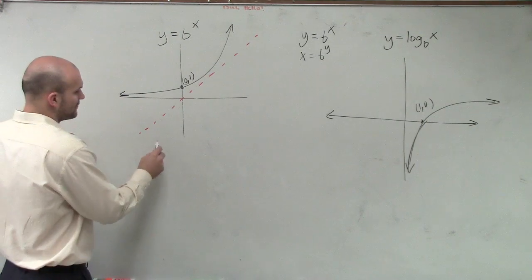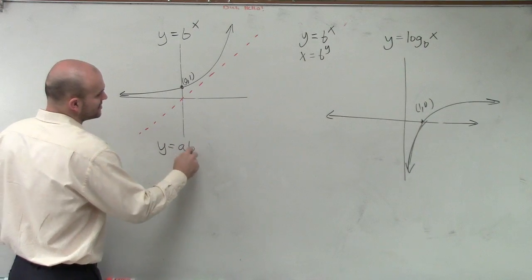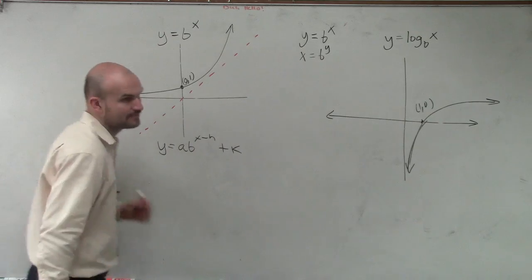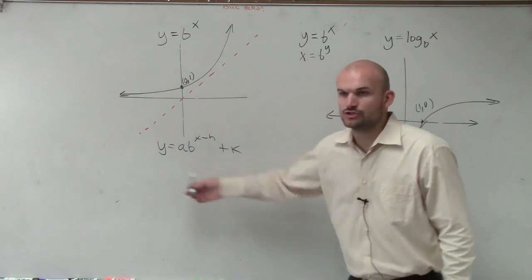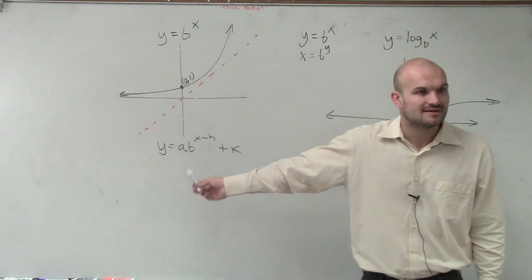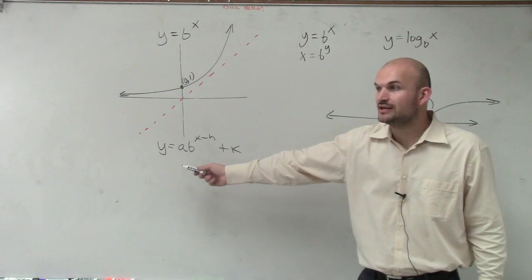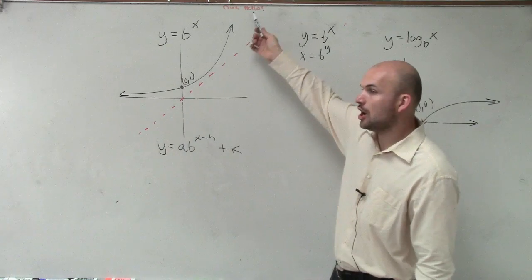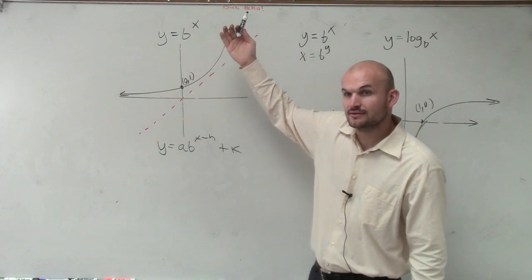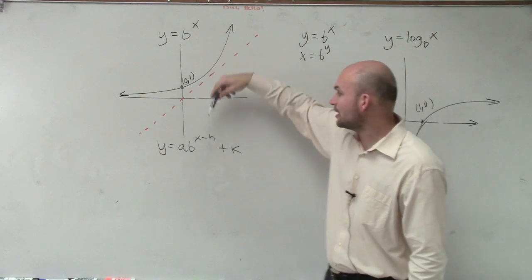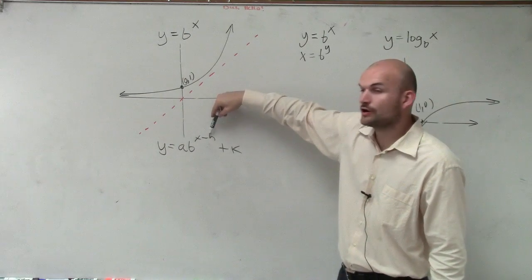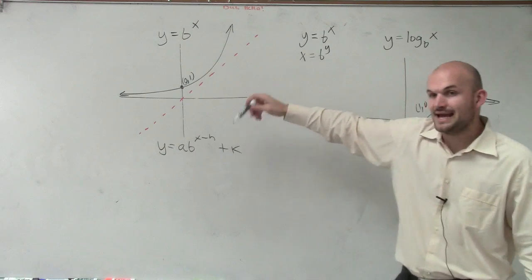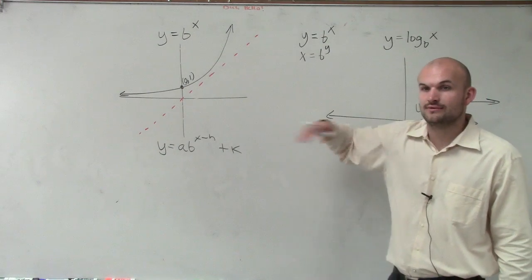If I gave you this graph, remember I said y equals a times b raised to the x minus h, plus k. Remember we talked about all the transformations, a, h, and k? A is going to be reflecting our graph, telling us if it's going to go up or if it's going to be reflected. Then h is going to be shifting our graph left and right, and k is going to shift our graph up or down.